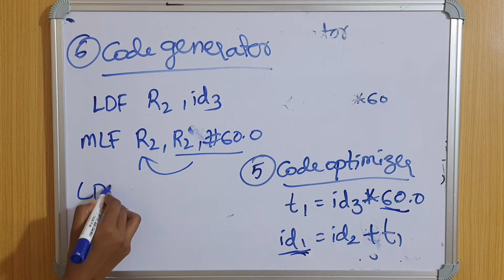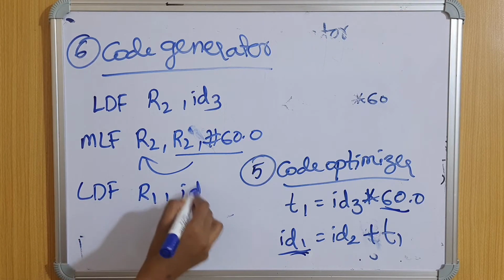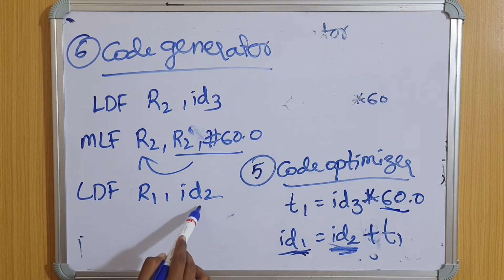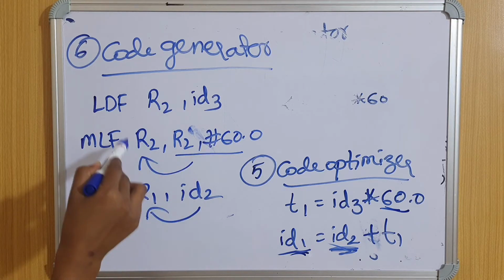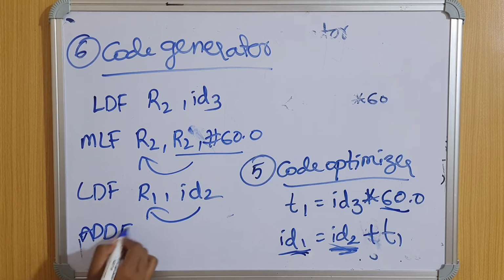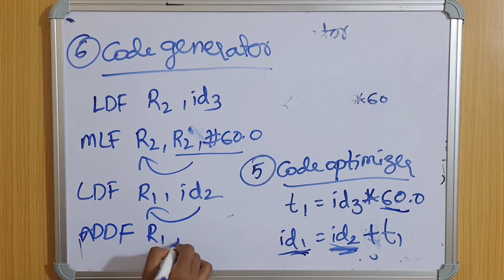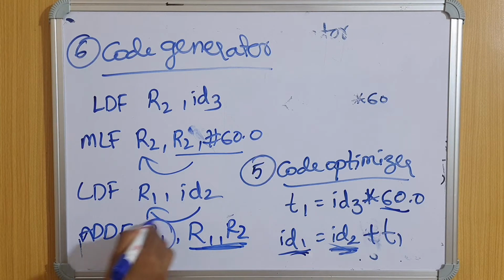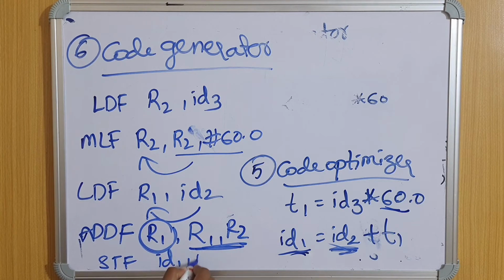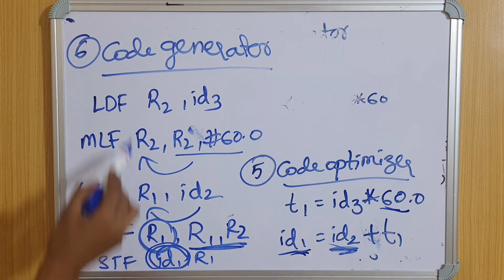Then we have to load the float value into R1 comma ID2. This ID2 will be stored in R1. Next, what do you have to do? Addition. Why? Because position equals initial plus rate into 100. Multiplication is finished, so next we have to do add float. Which ones do we have to add? R1 comma R2. So the addition of R1 comma R2 will be stored in R1. Then this R1 will be stored in identifier 1. So finally, where will our value be stored? In identifier 1. This is the code generator.